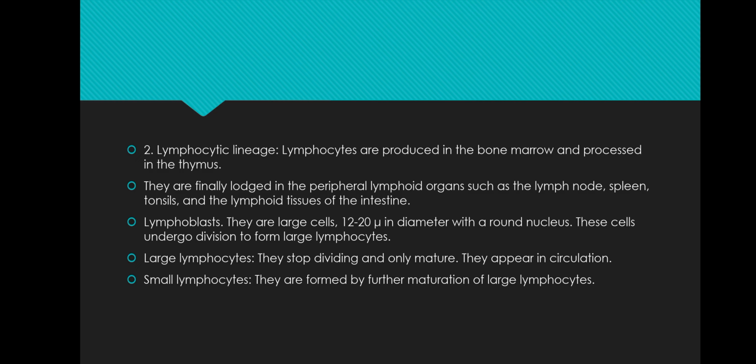As we see in the lymphocytic lineage, the lymphocytes are of three types: lymphoblast, large lymphocytes, and small lymphocytes. When we do practical counting of the WBC, we can see large lymphocytes and small lymphocytes differentially. The large lymphocytes stop dividing and only mature, and they appear in the circulation.